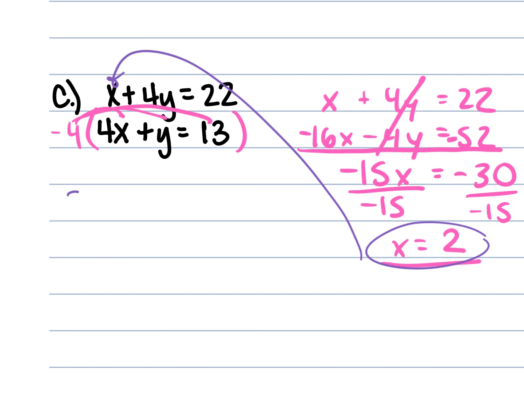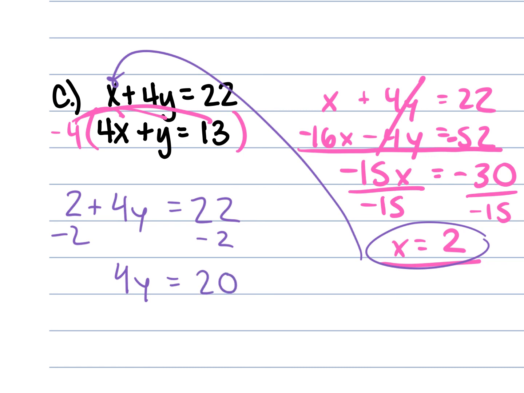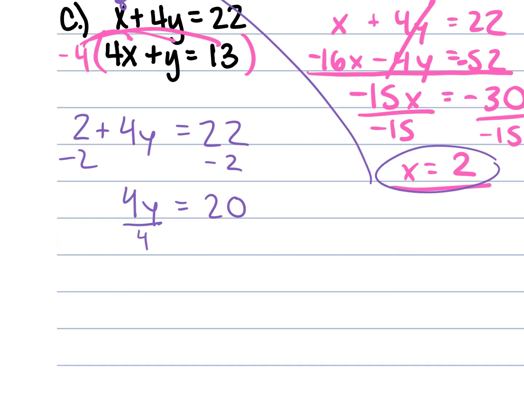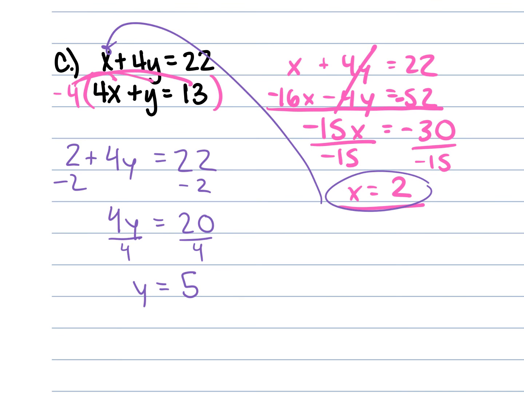So this is 2 plus 4y is equal to 22. What can I do to solve for y? Subtract 2. So 4y is equal to 20. Divide by 4. So what does y equal? 5. And how would I write my answer? 2, 5. Awesome.